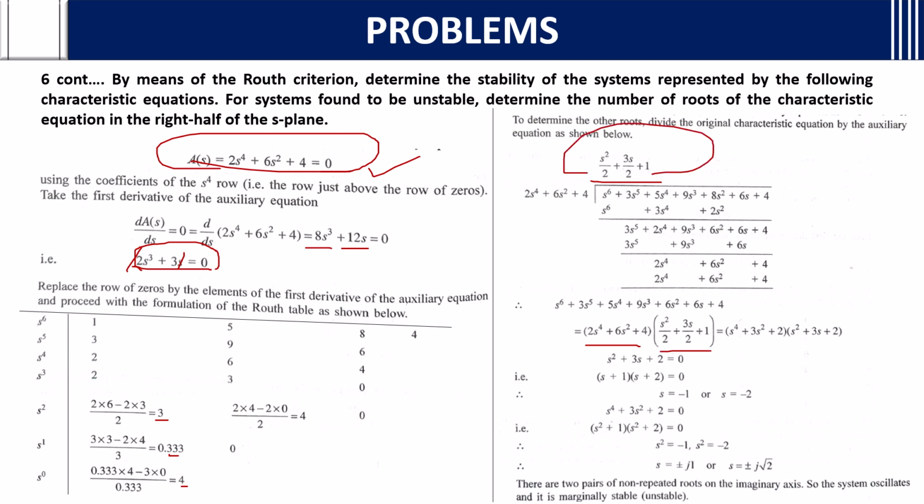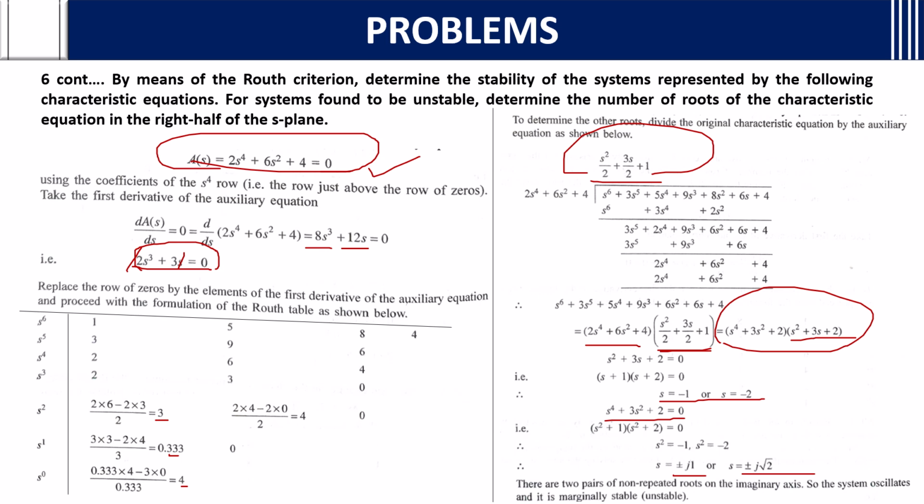After doing this, if you do some simplification, then by taking LCM and all things, you will get this equation. From this, what you can do is s square plus 3s plus 2. If you find the roots, you will get s equals minus 1 and s equals minus 2. And for s power 4 plus 3s square plus 2, if you find the roots, you will get two pairs, that is plus or minus j1 and plus or minus j root 2.